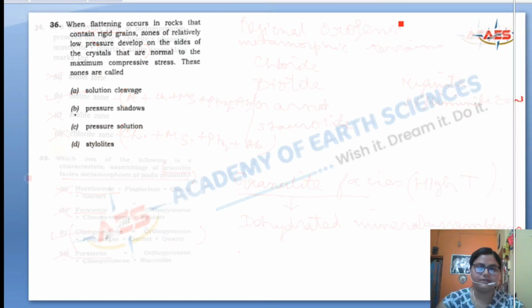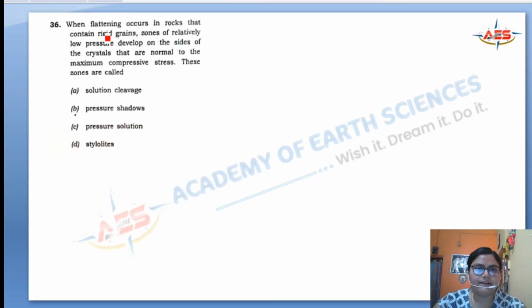What is in question number 36? When flattening occurs in rocks that contain rigid grains, zones of relatively low pressure develop on the sides of the crystals that are normal to the maximum compressive stress. These zones are called solution cleavage, pressure shadows, pressure solutions or stylolites.